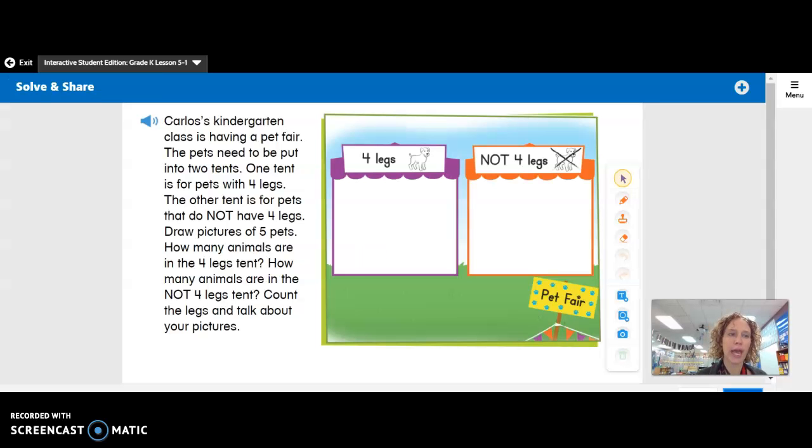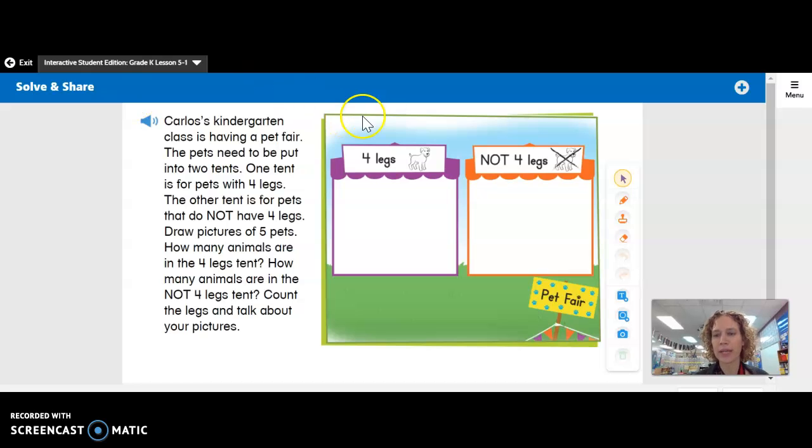Let's take a look at our solve and share. Listen carefully. Carlos's kindergarten class is having a pet fair. The pets need to be put into 2 tents. One tent is for pets with 4 legs. The other tent is for pets that do not have 4 legs. Draw pictures of 5 pets. How many animals are in the 4 legs tent? How many animals are in the not 4 legs tent? Count the legs and talk about your pictures.